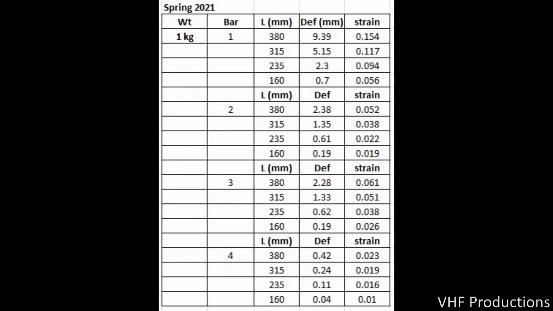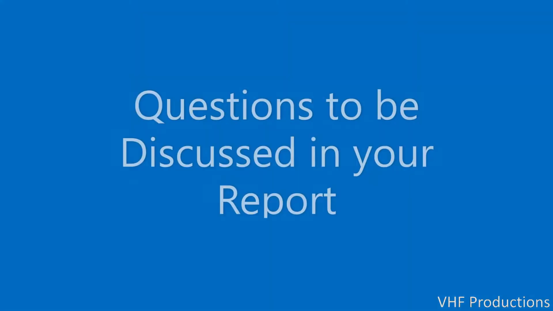Strain has units of microstrain. So the first value in the table, which is shown as 0.154, would indicate 154 microstrain. The next value would be considered 117 microstrain, and so forth down the table.